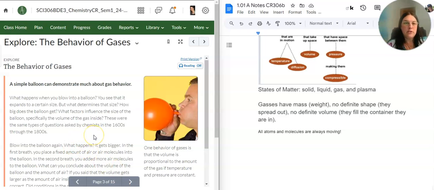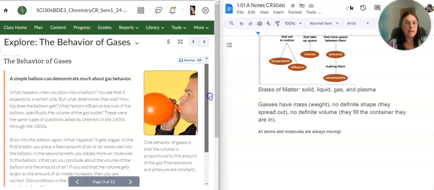What happens when you blow into a balloon? You see that it expands to a certain size. But what determines that size? How big does the balloon get? What factors influence the size of a balloon, specifically the volume of the gas inside? These were the same types of questions asked by chemists in the 1600s and through the 1800s.